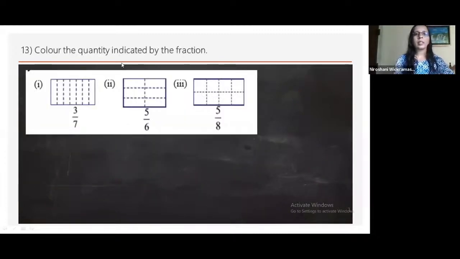Color the quantity indicated by the fraction. What is indicated? 3 over 7, altogether 7 parts. Then we have to shade 3 parts here. 3 over 7. And here, 5 over 6. Next, 5 over 8.